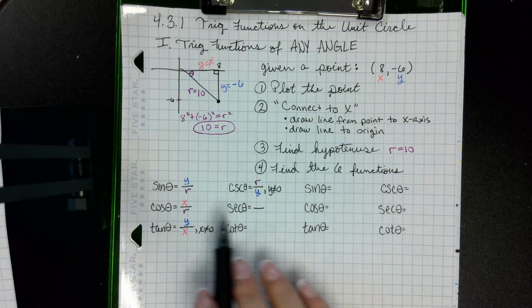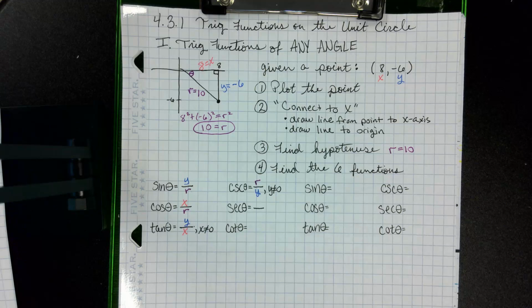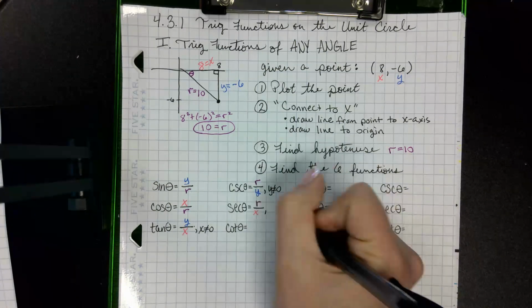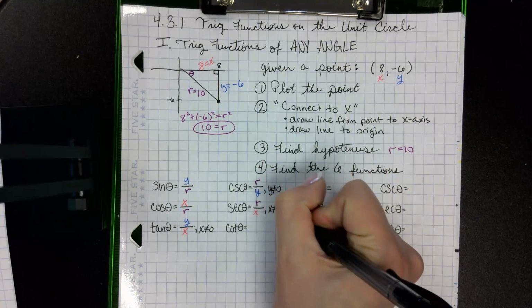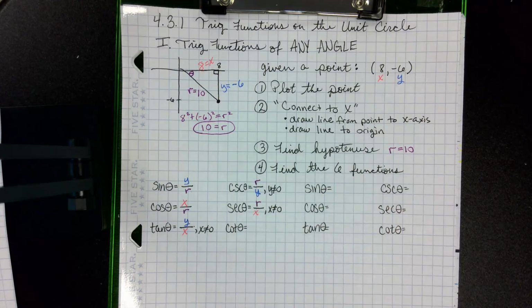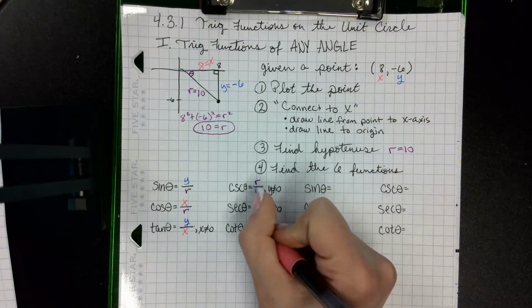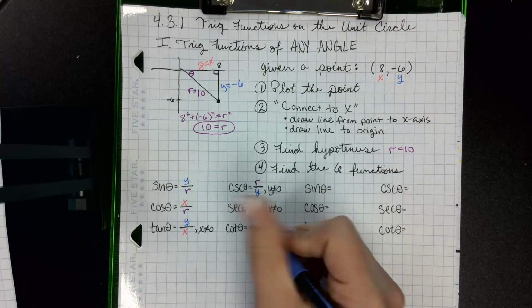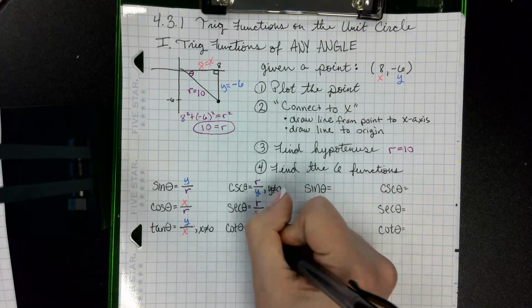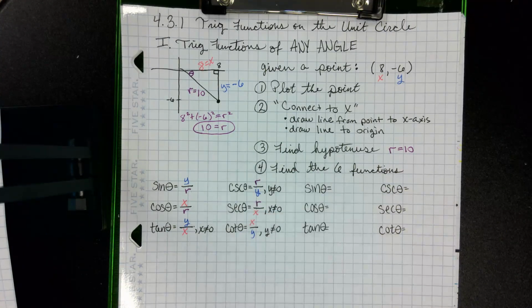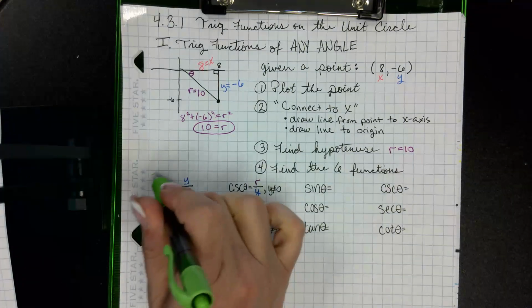Secant theta. If cosine is x over r, then secant is r over x. And you probably guessed that x cannot equal 0 because it's in the denominator. And then last we have cotangent. Tangent's y over x, so cotangent is x over y, and y cannot equal 0. And that is your guide to doing all of these types of problems.